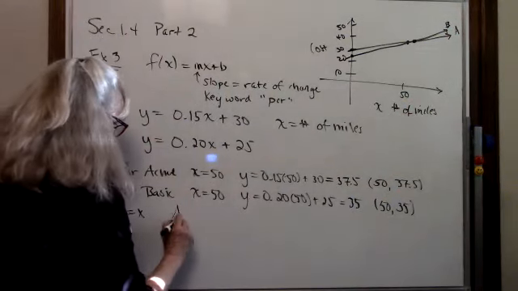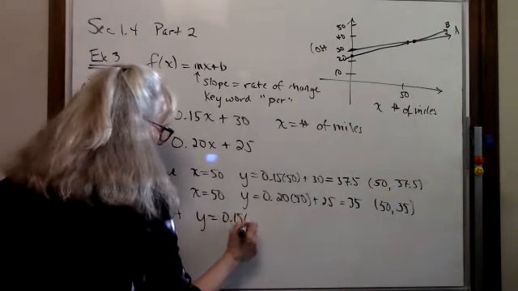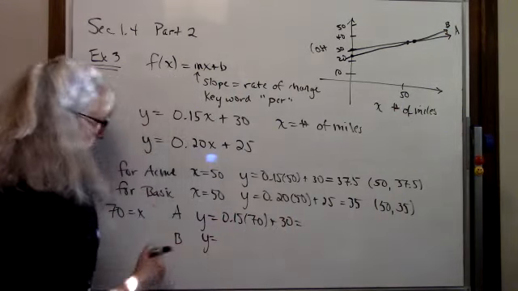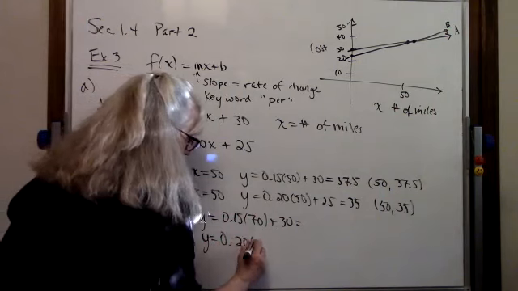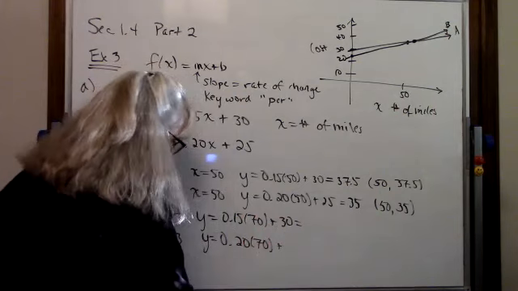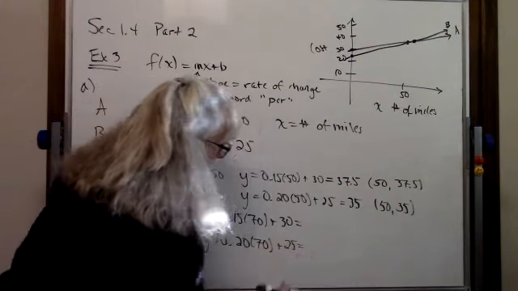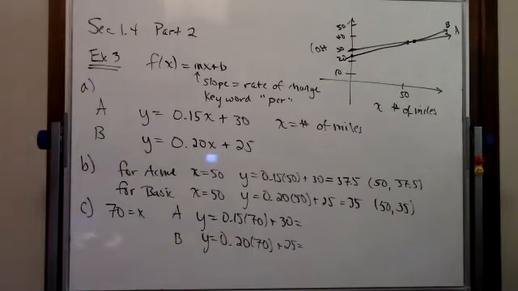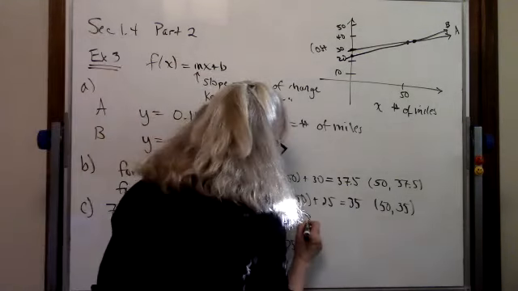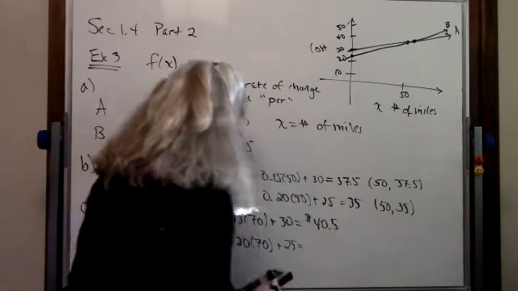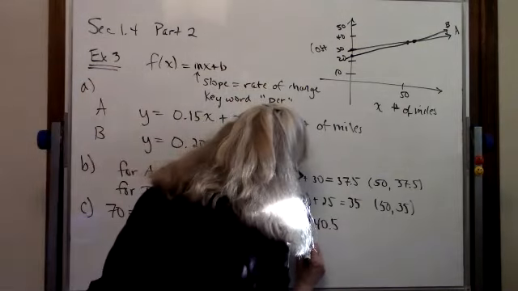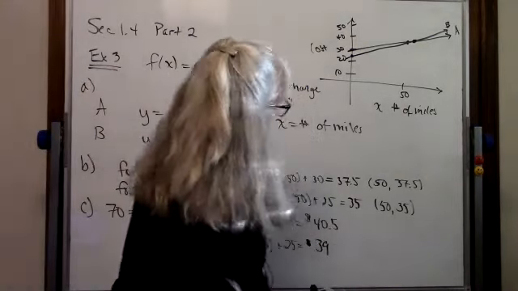So for Acme, y would be equal to 0.15 times the 70 plus the 30, and then I'm just going to write both of them on the board and then grab the calculator. So 0.20 times 70 plus, in this case, 25. I'm simply plugging the 70 miles into both of our linear functions to figure out how much each of them costs. So 0.15 times the 70 plus the 30 comes out to be $40.50. That was A, Acme. And for B, we end up with $39, which is exactly what we said should happen.